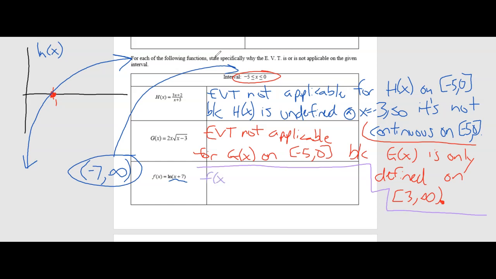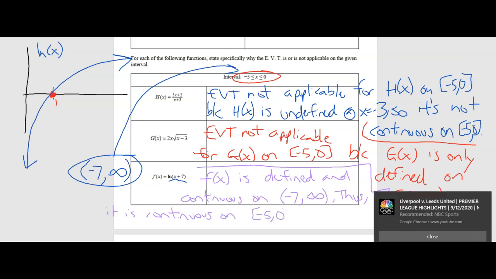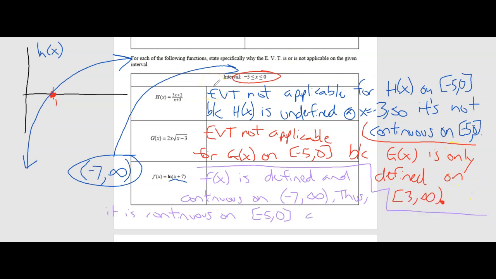I'm going to say here f of x is defined and continuous on the open interval -7 to infinity. Thus, it is continuous on the closed interval -5 to 0, and the extreme value theorem, or the EVT, is applicable on that closed interval. And again, if you were on an exam, you would just need to say f of x is continuous on -5 to 0, and thus the EVT is applicable on that closed interval as well.